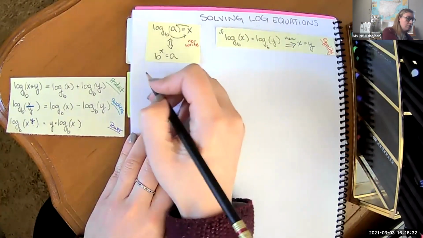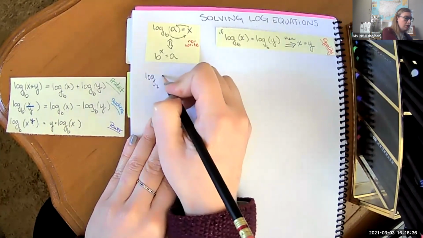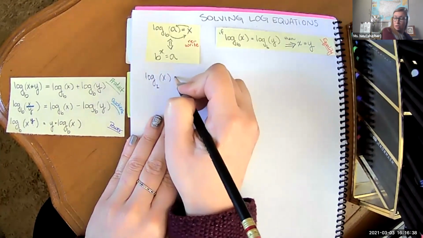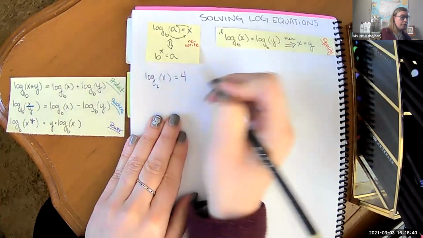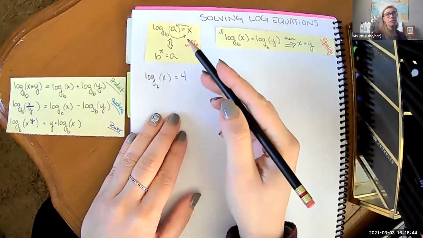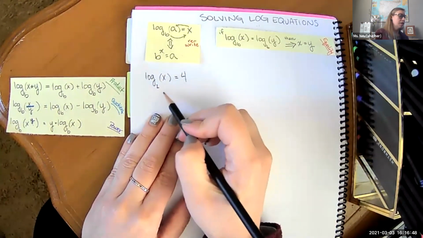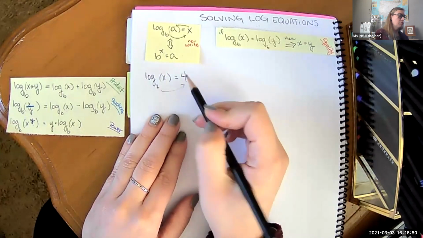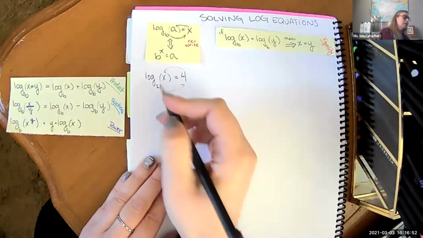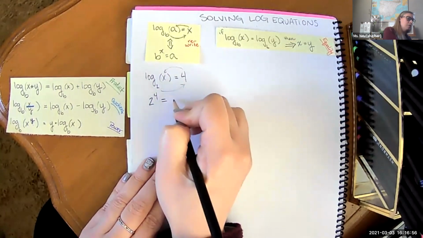Let's just say you have log base 2 of x equals 4, all right? I look at that and I go, I have no idea what's really going on. So I'm going to use the circle of life, right? And I'm going to rewrite this. This basically states 2 to the power of 4 gets me back to x. So I'm going to rewrite 2 to the power of 4 equals x.